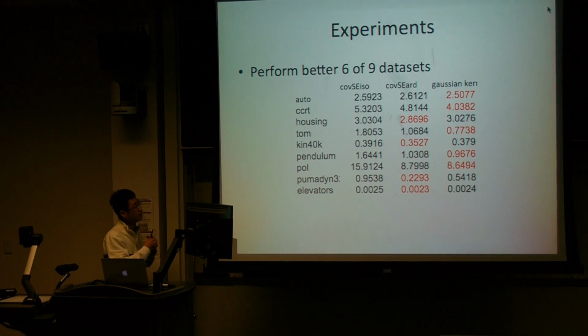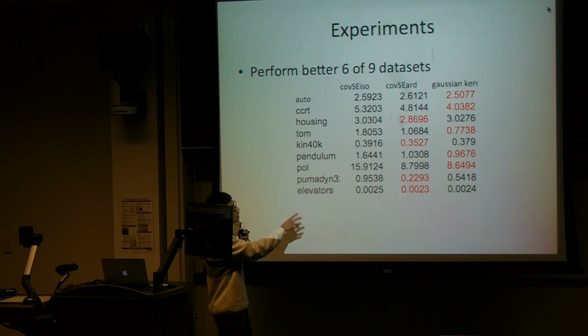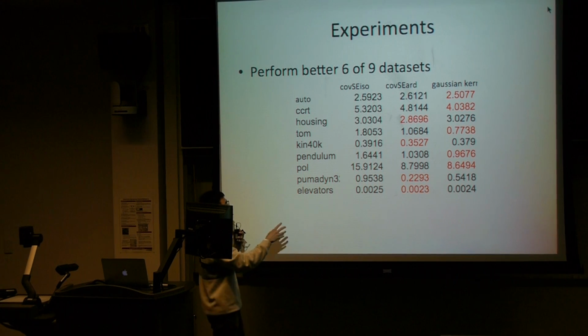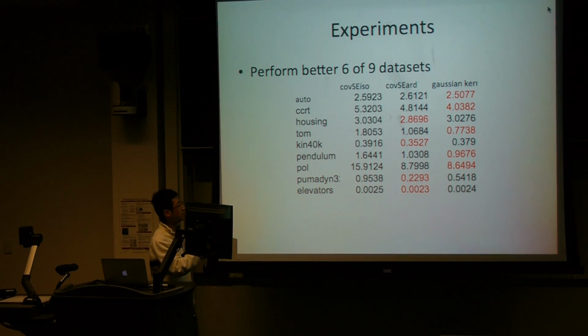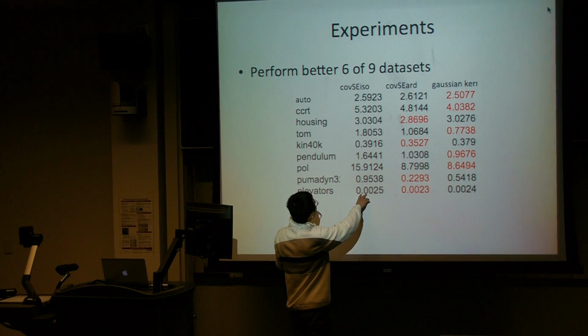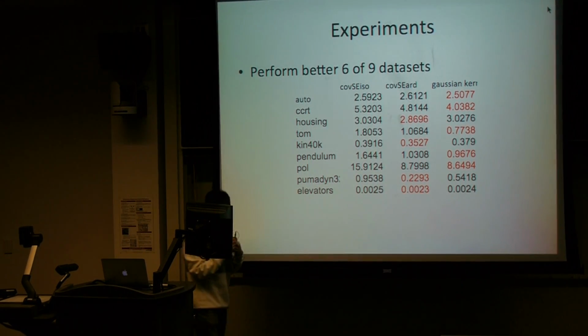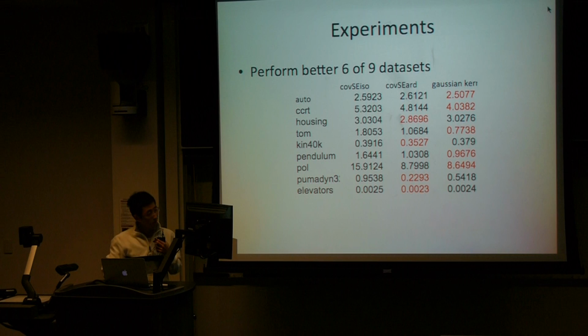And here's the test result on the same 9 data sets. This Gaussian kernel performs better than the previous method in 6 data sets out of 9. This is the RBF kernel, this is the ARD, this is the new method. To some extent, it shows the advantage of this new method.